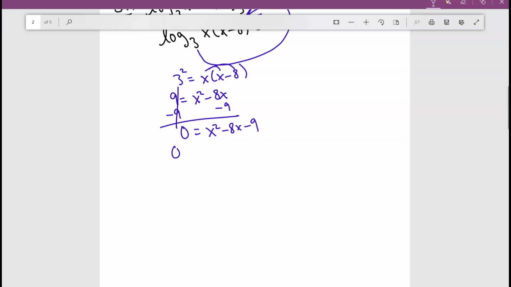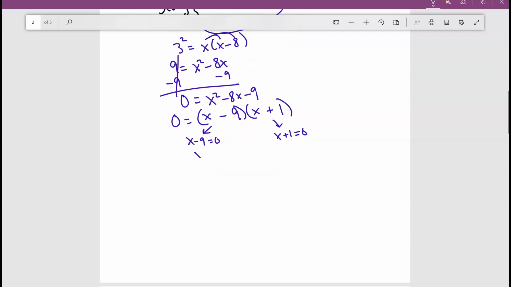Okay, and now at this point, what you want to do is just factor this. Or you can use quadratic formula if you'd like. But I think factoring would be faster. This should be a 9. This should be a 1. This one should be a minus, and this should be a plus. So now we're going to break them up into 2. X minus 9 equals 0. X plus 1 equals 0. So here we're going to get x equals positive 9 and x equals negative 1.